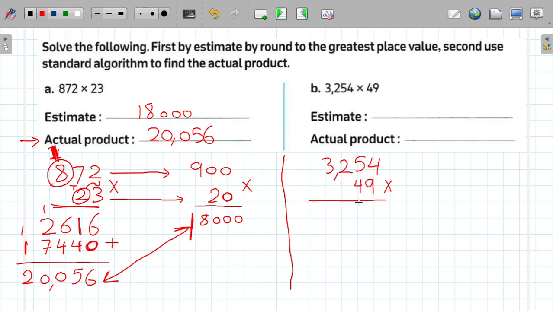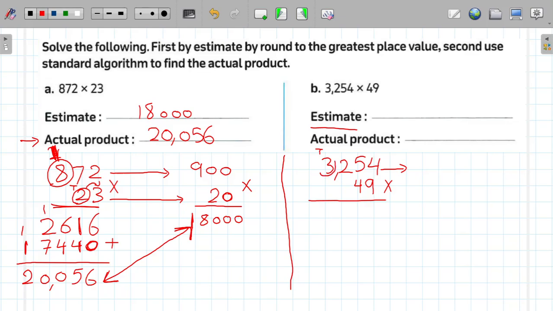So I will multiply first by 9. So 9 times 4 equals 36. Okay, but let's try to find the estimation first, or to round the two numbers first and get our estimation. Okay, so I will round the first number to the nearest thousand because it's the last digit here. So I will estimate, or round, to the nearest thousands.